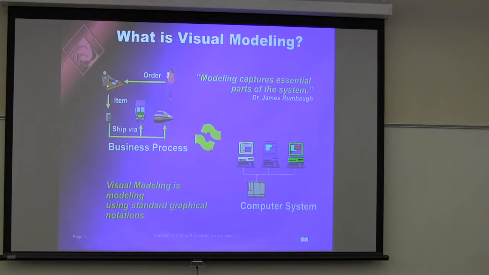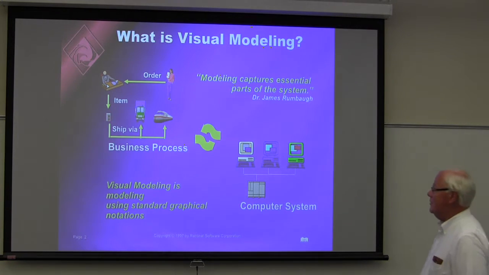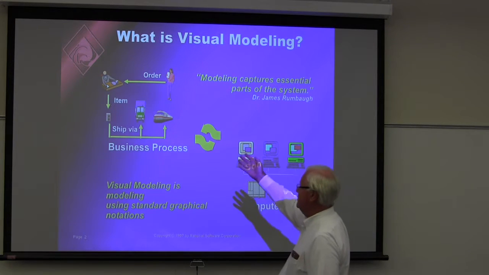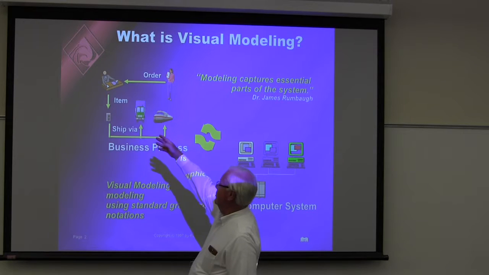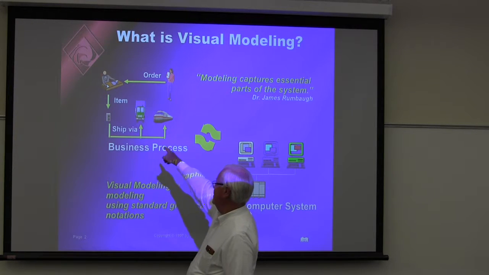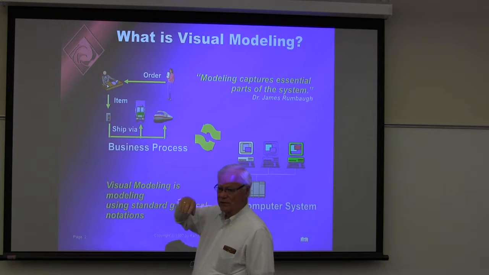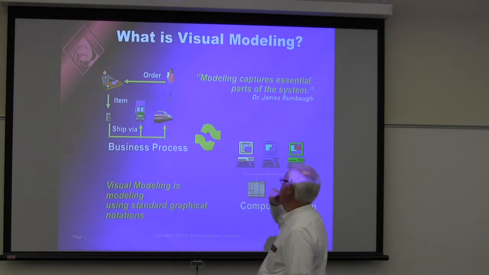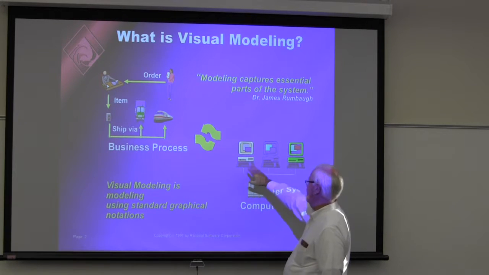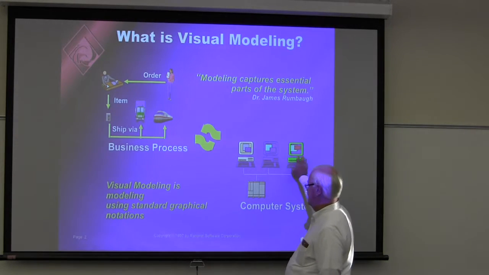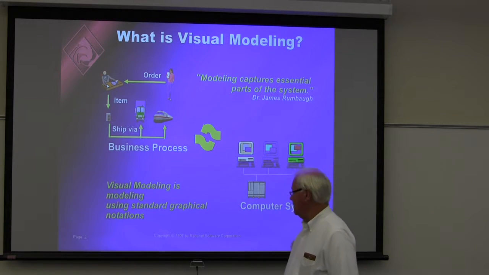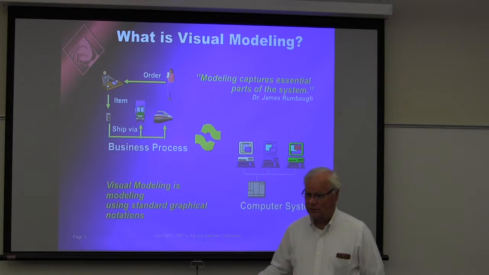So let's talk about visual modeling first, before we get into the discipline of UML. Here's a business process. Somebody puts in an order, we have an order taker, who puts it into the computer, and it's going to ship via truck or train. So it's a business model, but you can follow it that way. Here's a computer system. We've got multiple users connected to some kind of a server. So it's just standard graphical interfacing.